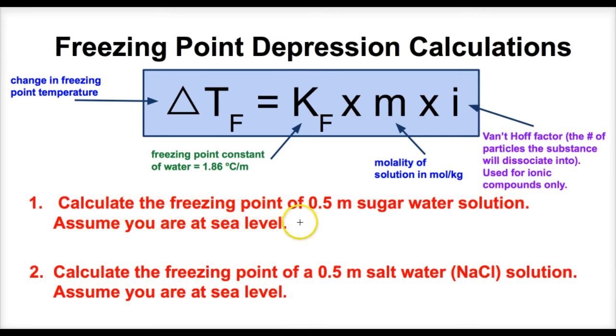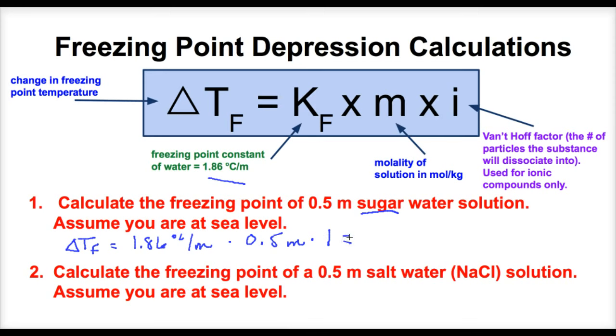Calculate the freezing point of 0.5 molal sugar water solution, assuming you're at sea level. So in this problem here, we want to know what it's going to freeze at, this solution. So we must first calculate the change in the freezing point. To do this, we take the freezing point constant, which is 1.86 degrees Celsius per molality, which it says right here, times the molality of the solution, 0.5, times the Van 't Hoff factor. If you take a look, we're dealing with sugar. Sugar is polar, so it's not going to dissociate. So 1 mole of sugar is going to produce 1 mole of dissolved particles. So we'll just multiply this by 1.